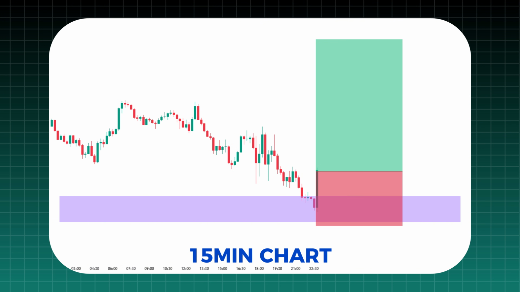Then, set your take profit target at a minimum of 2 times the size of your stop loss. By using a high time frame to find the safest levels and a low time frame to get the most precise entry, you keep your risk incredibly low while maximizing your profit potential.